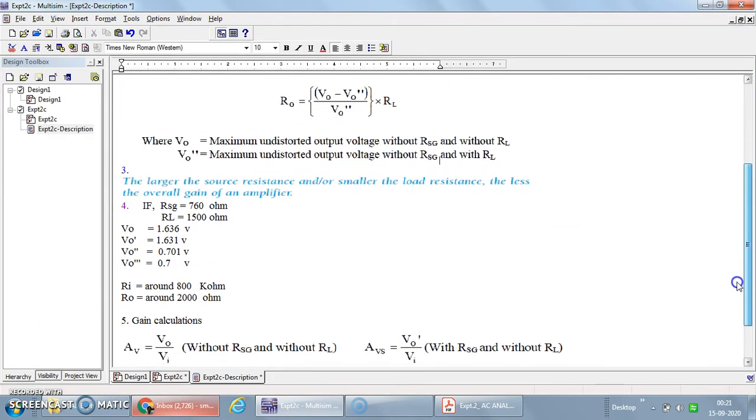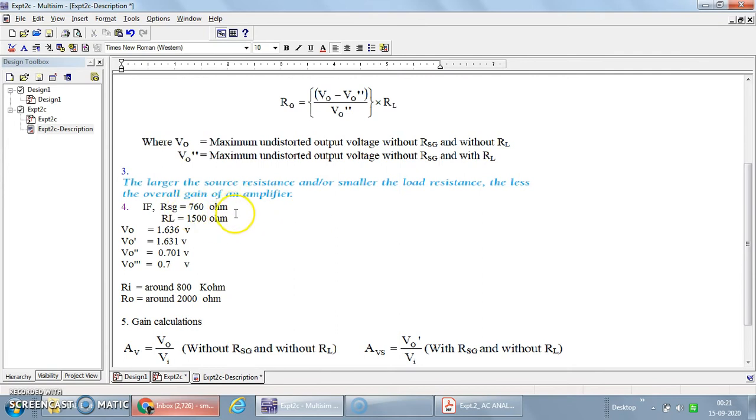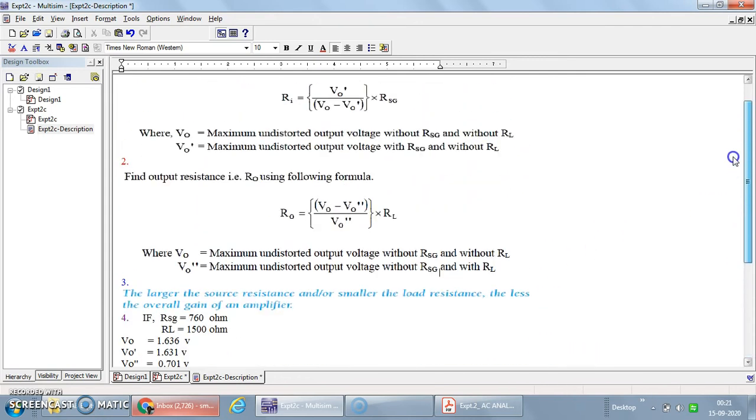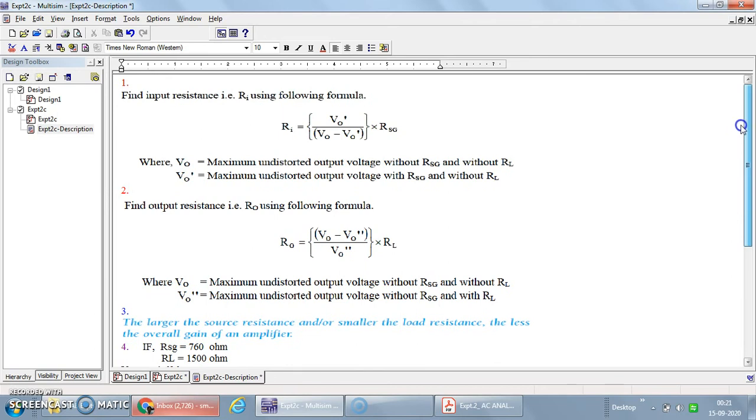So these are the different readings. Considering RSG at 760 ohm and RL equal to 1.5K, I am getting V0 of 1.636, V0 dash of 1.631 volt, V0 double dash 0.701, V0 triple dash 0.7 volt. So we have to do the calculations of voltage gain also. These are the different RMS voltages measured using the voltmeter in RMS mode or AC mode, and then note down all these voltage gain values. That completes the third sub part of this experiment.